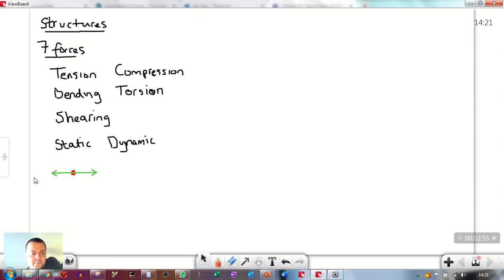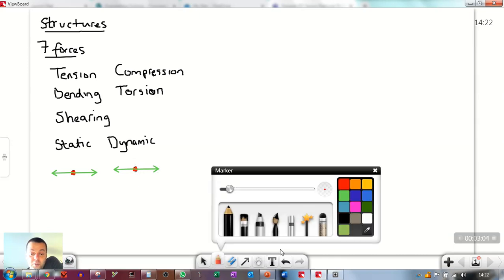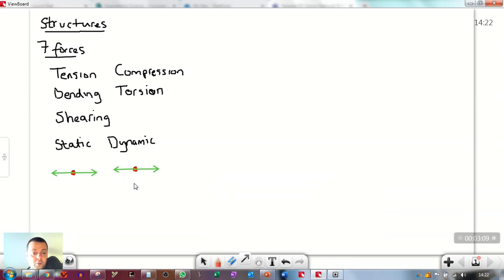Then you could have a dynamic system where you've got a body with forces acting on it, and maybe there's another force. So there's a static system, there's a dynamic system, there's three forces acting on that, and that thing must be moving, because the forces don't resolve easily. So we've got tension, compression, bending, torsion and shearing, and static and dynamic.